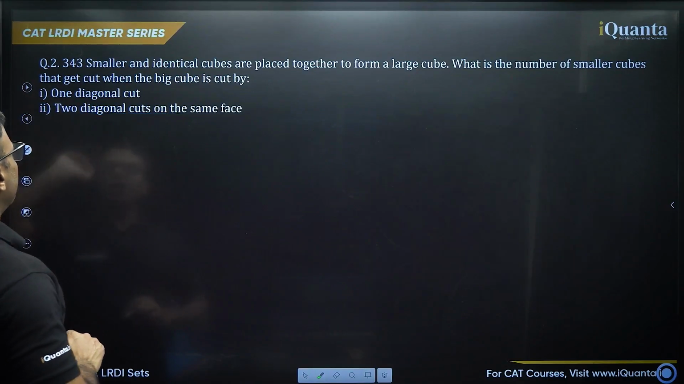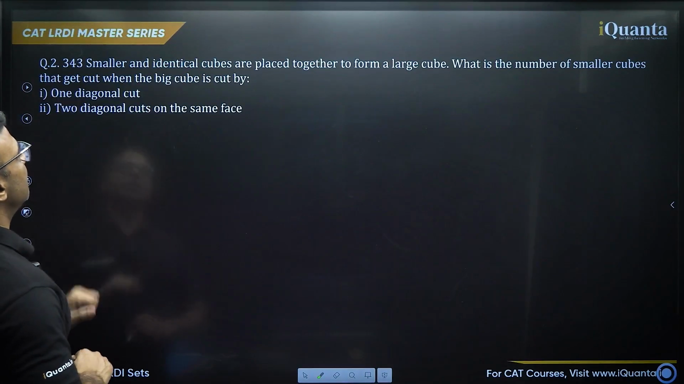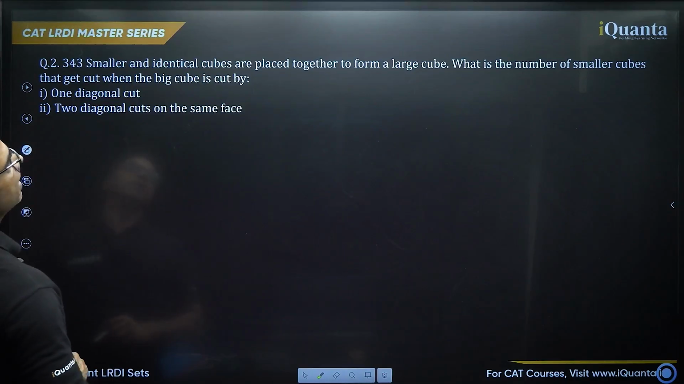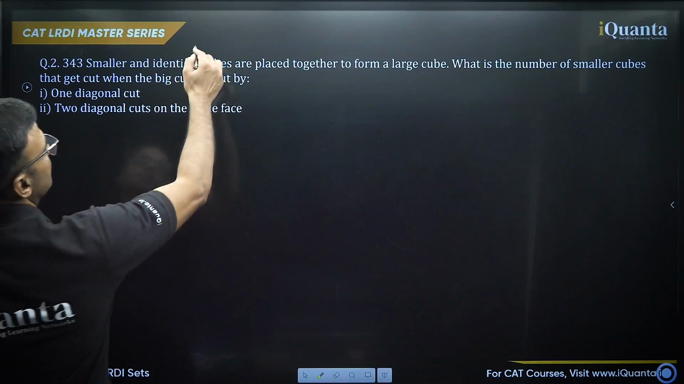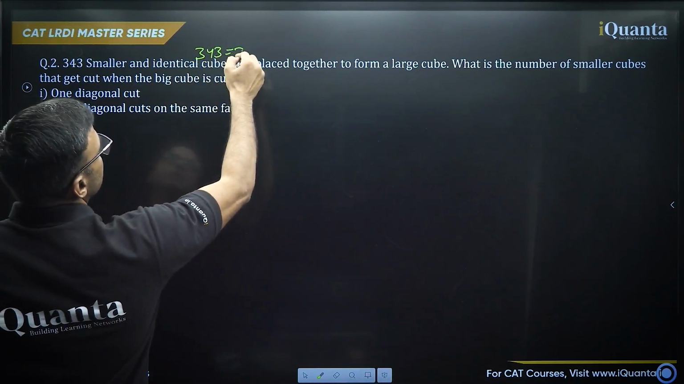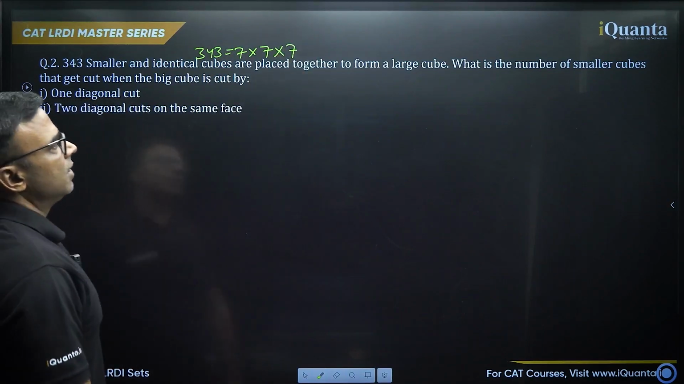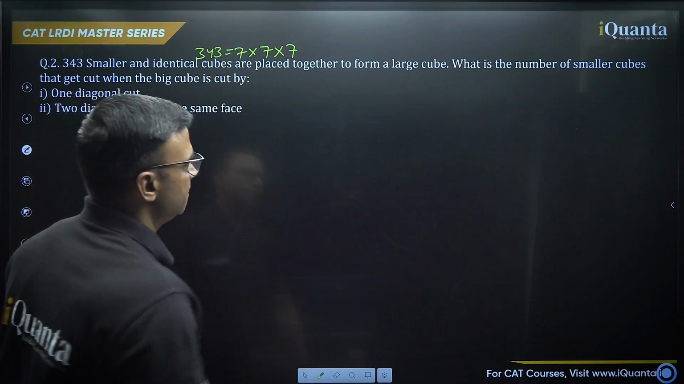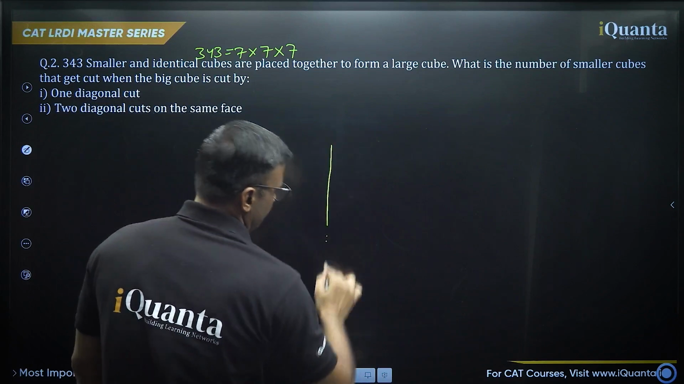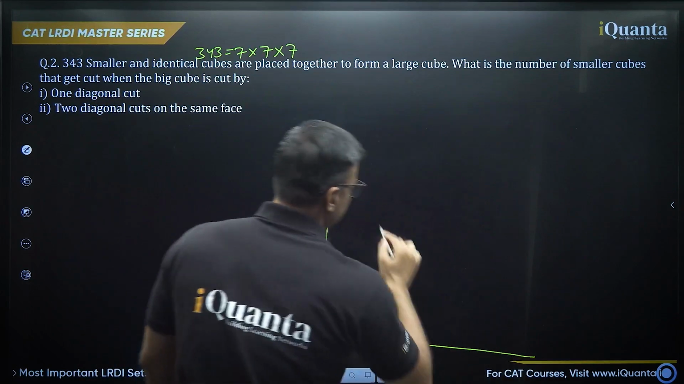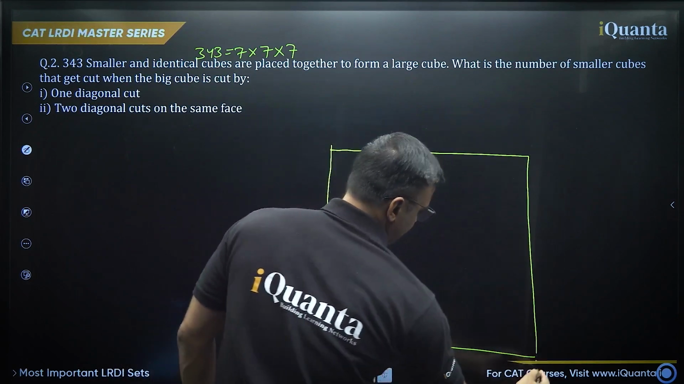Whereas when it is odd, the things change a little bit. Think about that. 343 smaller and identical cubes are placed together to form a large cube. So 343 is 7 cube. So we have 7 layers, 7 vertical columns and 7 horizontal rows. So I just try to draw the diagram. Now for 7 layers, we'll have 6 cuts.